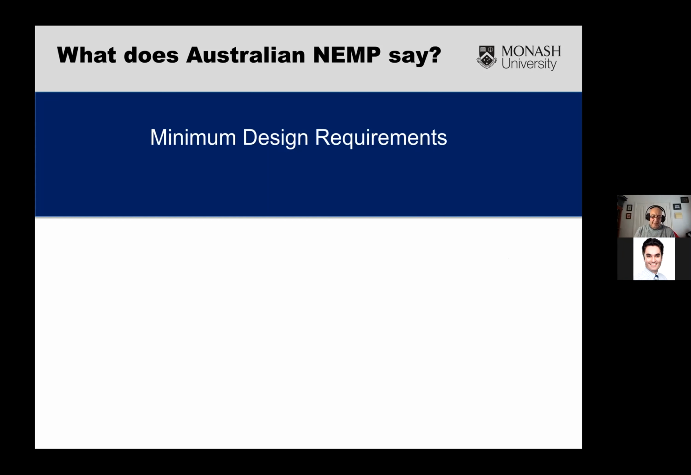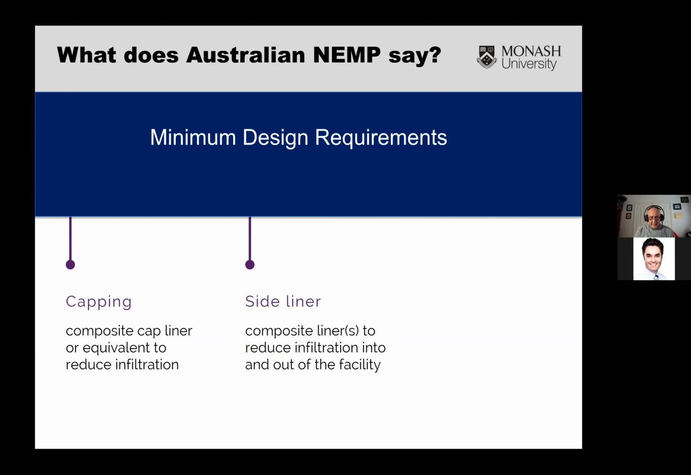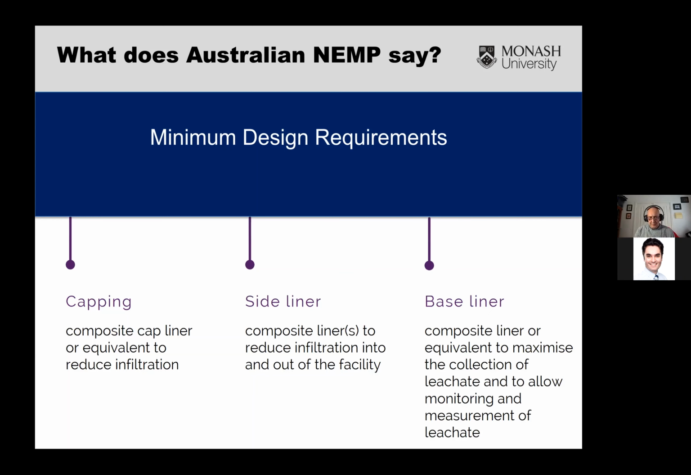So there is a minimum design requirement provided in the document, which includes the capping part of the site. It's a composite cap liner, very often, that is proposed, a side liner, composite liner again, and both their aims are to reduce infiltration, obviously to minimize leachate formation, and a base liner, which needs to be of a composite nature to maximize the collection of leachate, therefore minimize seepage issues, and it allows at the same time to monitor and measure the amount of PFAS in the leachate.